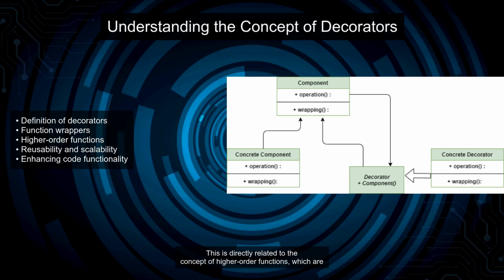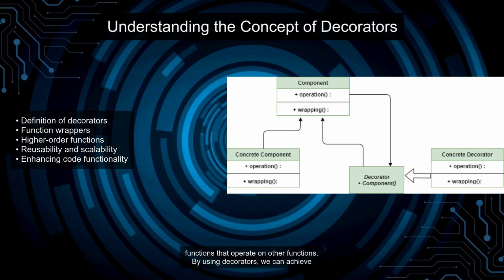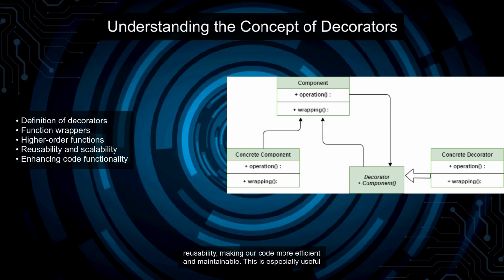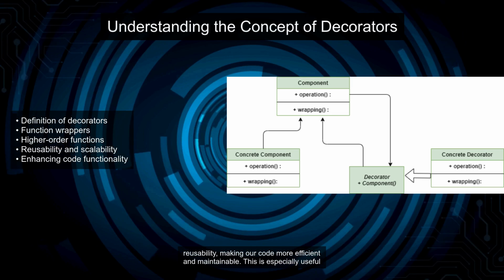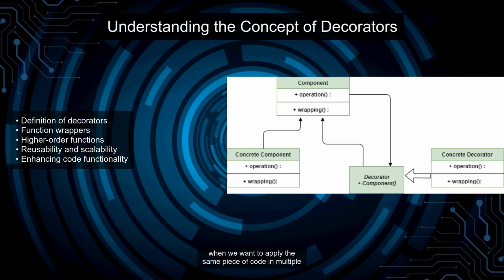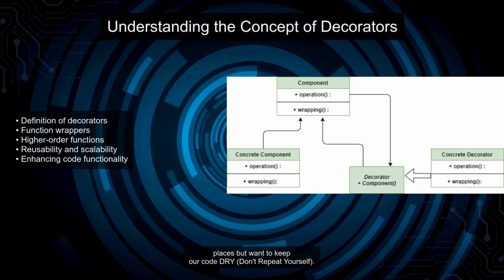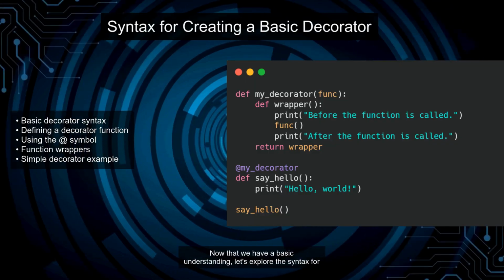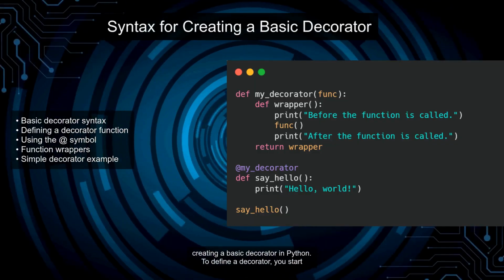This is directly related to the concept of higher-order functions, which are functions that operate on other functions. By using decorators, we can achieve reusability, making our code more efficient and maintainable. This is especially useful when we want to apply the same piece of code in multiple places but want to keep our code DRY: Don't Repeat Yourself. Now that we have a basic understanding, let's explore the syntax for creating a basic decorator in Python.